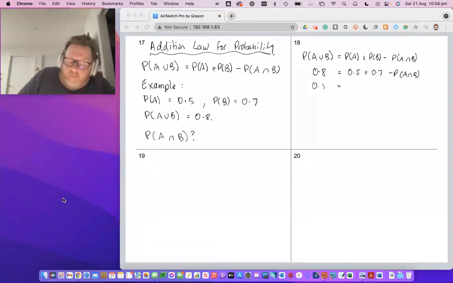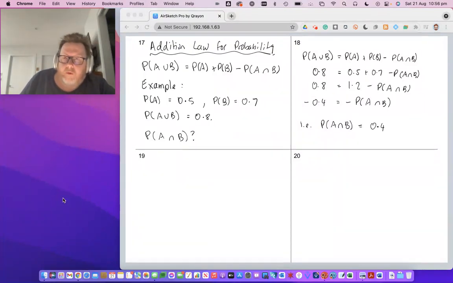So we've got 0.8 is equal to 1.2 minus the probability of A intersect B. Now I'll subtract 0.8 from both sides, and 1.2 from both sides, and I get negative 0.4 is equal to negative the probability of A intersect B, i.e. the probability of A intersect B is equal to 0.4.